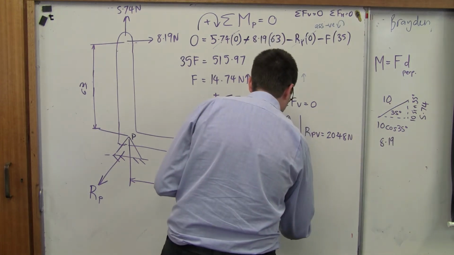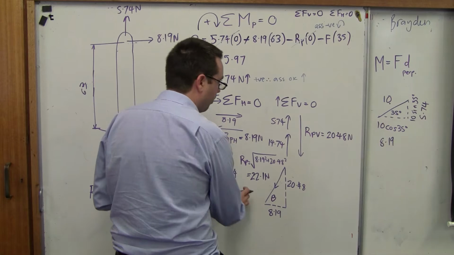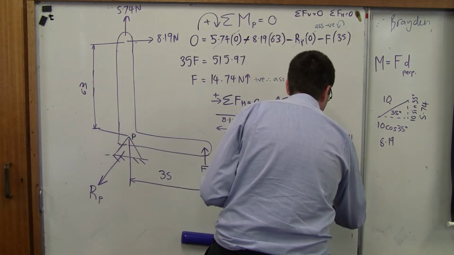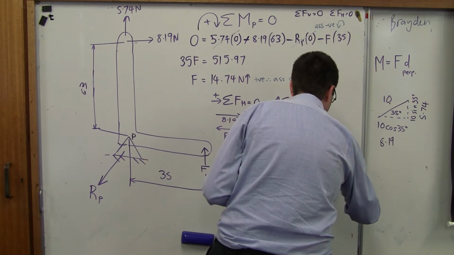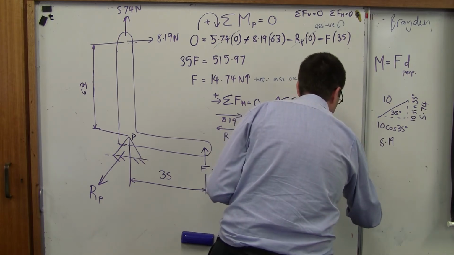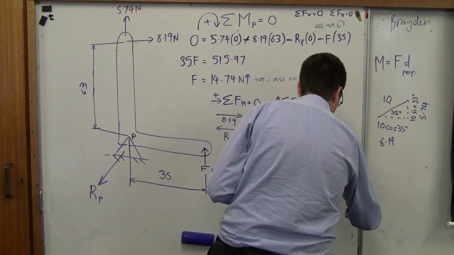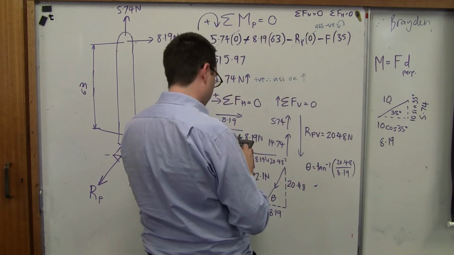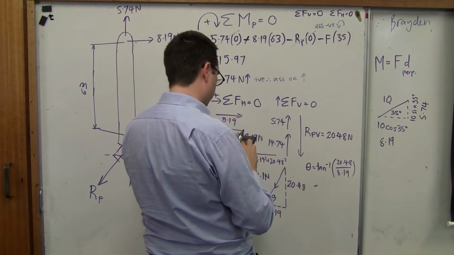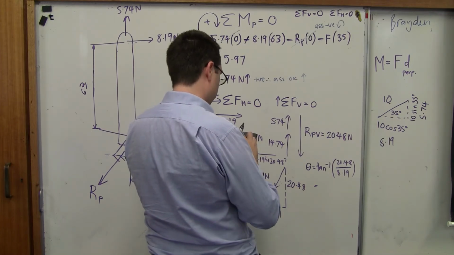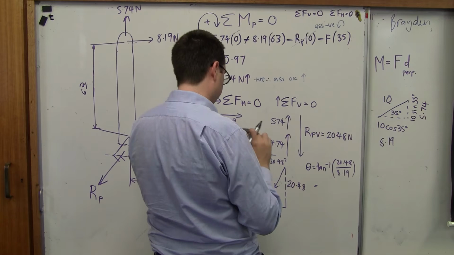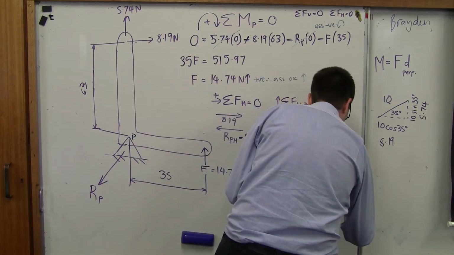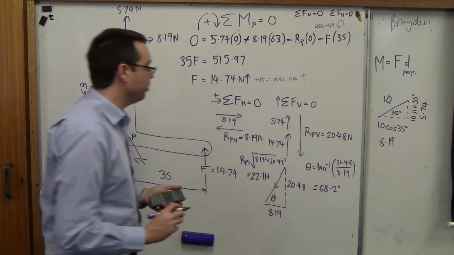Now, what's the angle? I always measure the angle off the horizontal. So theta equals tan to the -1, opposite over adjacent. Okay. So 20.48 divided by 8.19. So shift tan answer equals 68.2 degrees. That seems about right.